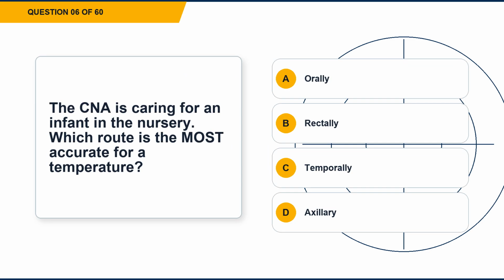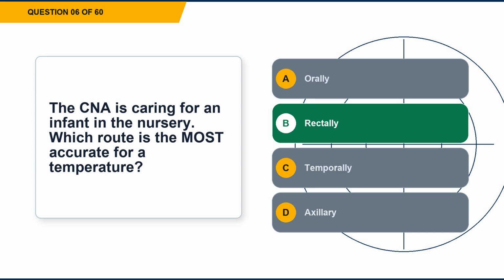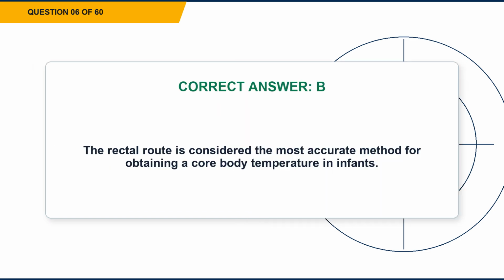Question 6. The CNA is caring for an infant in the nursery. Which route is the most accurate for a temperature? Option A. Orally. Option B. Rectally. Option C. Temporally. Option D. Axillary. The correct answer is option B. Rectally. Explanation. The rectal route is considered the most accurate method for obtaining a core body temperature in infants.